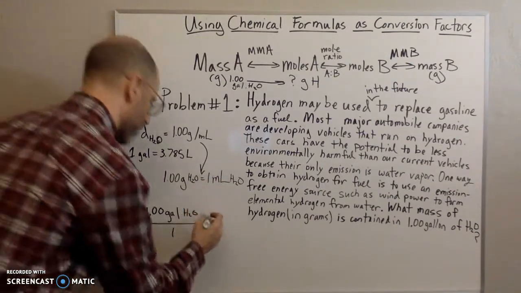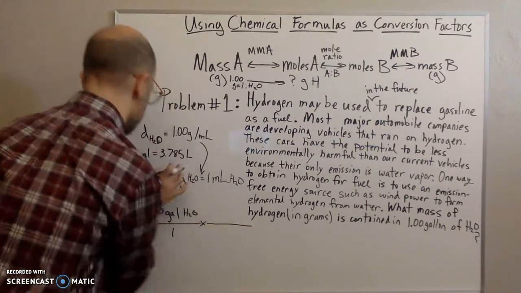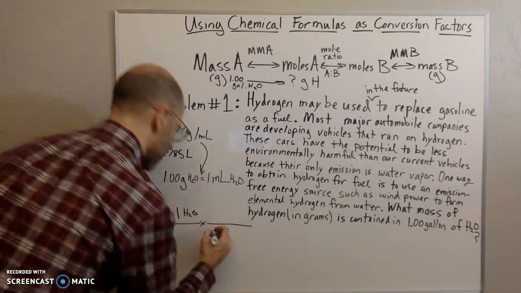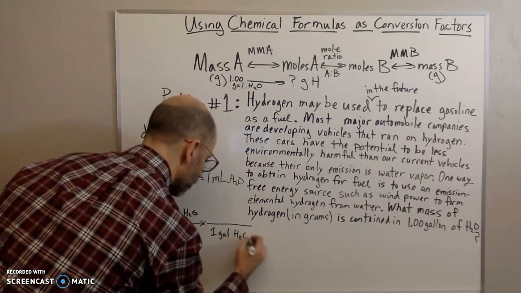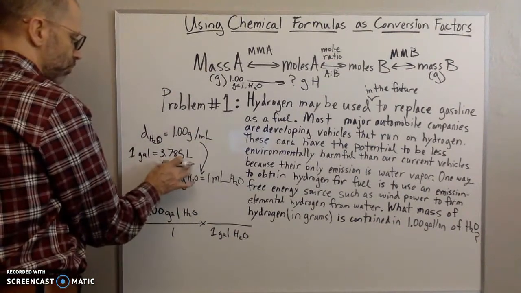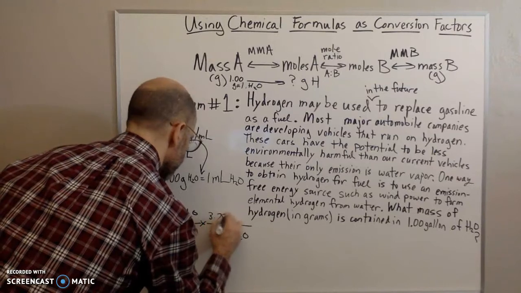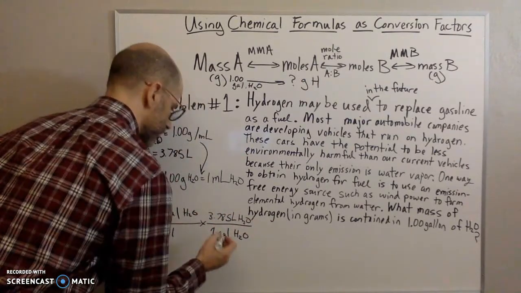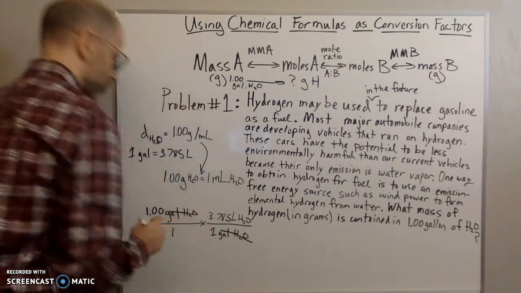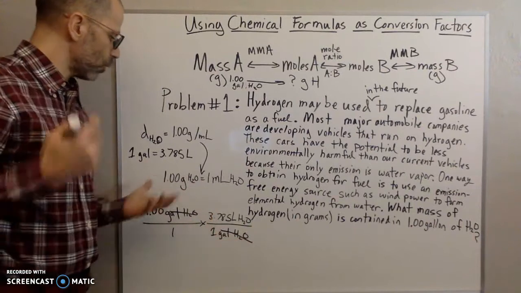So let's start there. Since we have gallons, we need to get rid of gallons. So we're going to put 1 gallon of water on the bottom, and then we're going to put 3.785 liters of water on the top. So gallons of water cancel out. Now we have liters. Now what do we do?